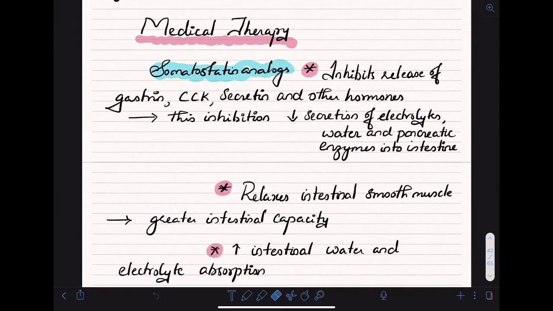Coming to the medical therapy, somatostatin analogs are used, where they act by inhibiting the release of gastrin, CCK, secretin, and other hormones.